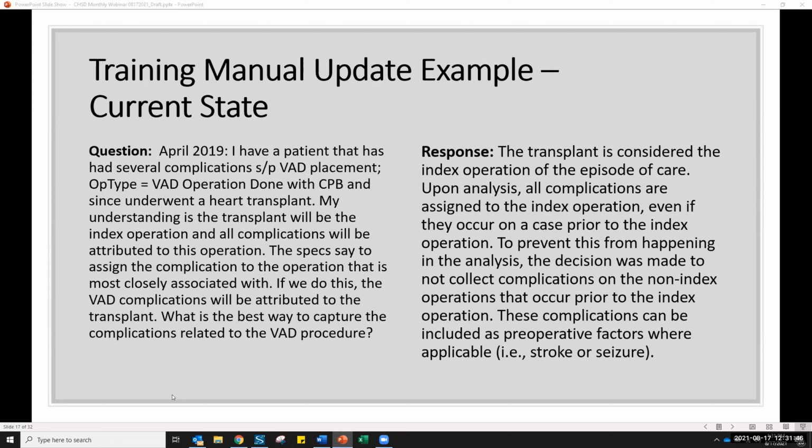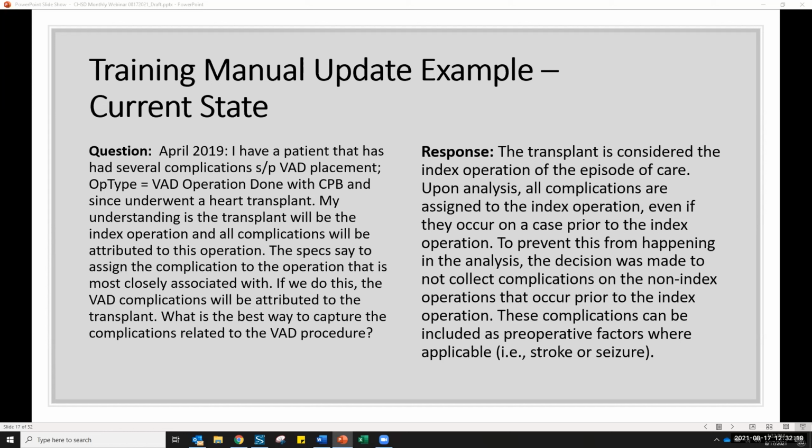And so I provided a little bit of an example of a question that we received, and I don't need to read this whole thing to you, but as you can see, they have a patient with a VAD. It was done on CPB, and then they underwent a heart transplant. How do I handle the complications that occurred with that VAD placement? Because there were quite a few. How do I handle those? Because of course, all of these complications are going to be attributed to the index operation, which is the heart transplant that occurred actually after the VAD. And so we provided a very detailed response back to this person, explaining this scenario.